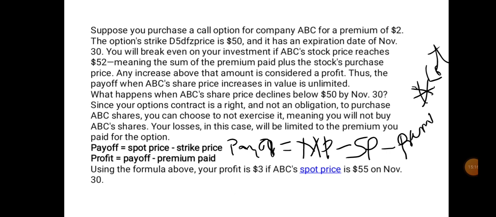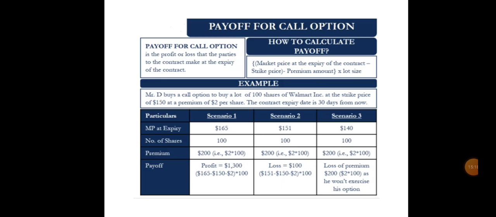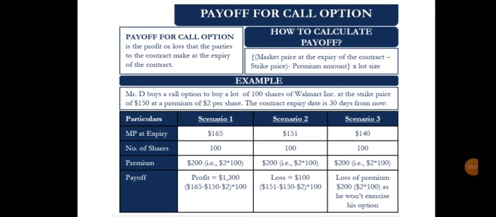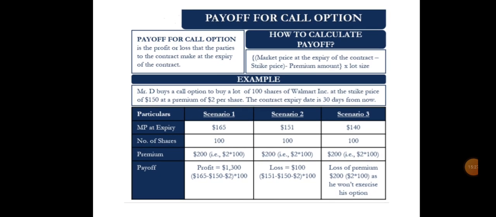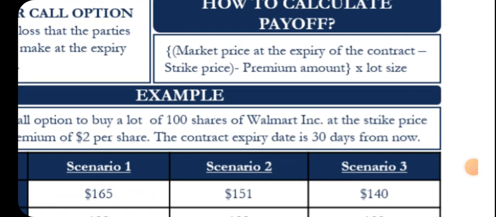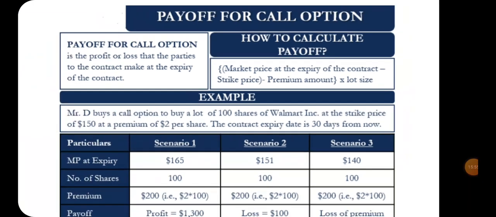Okay, so let's go with the next example, that is a payoff for call option. I don't want to explain here because in the problem itself you will come to know how it is. Just observe the thing. See here also, how to calculate payoff means market price at the expiry of the contract minus strike price minus premium amount into lot size.